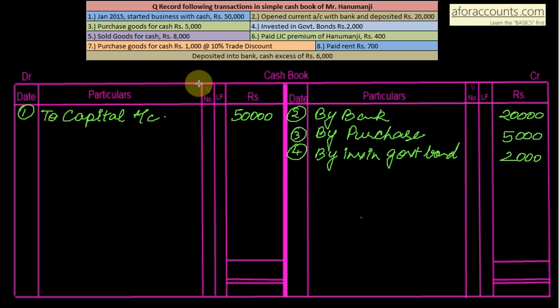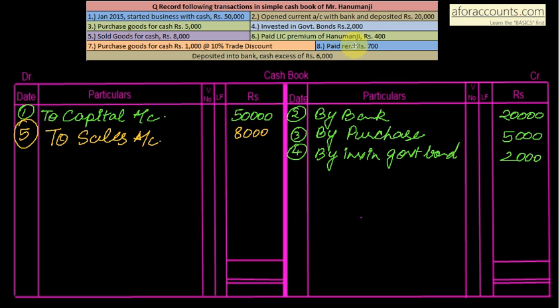Okay. Moving forward to point number 5. Sold goods for cash 8,000. Money is coming in. I am selling and receiving money. Come in the debit side. And the entry will be cash account debit. Cash is coming in. Why is it coming in? Due to sales. So credit the sales. Cash account debit to sales account. And goods sold for 8,000. So mark 8,000 here.